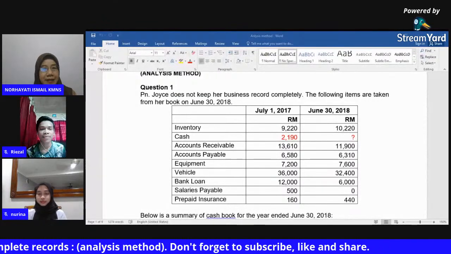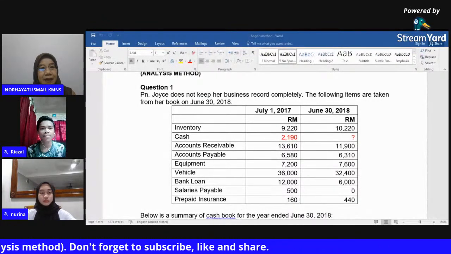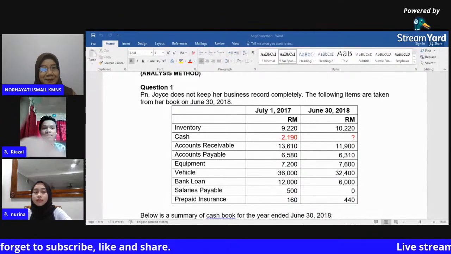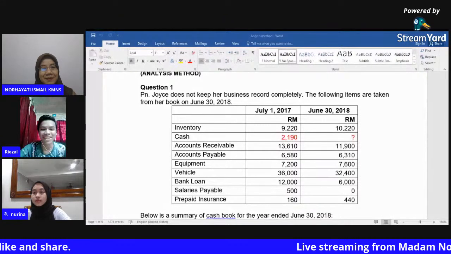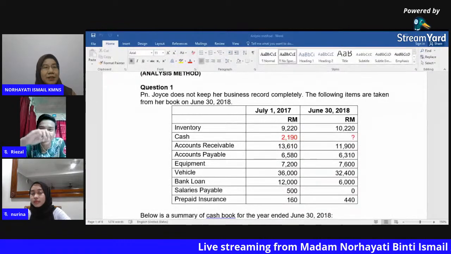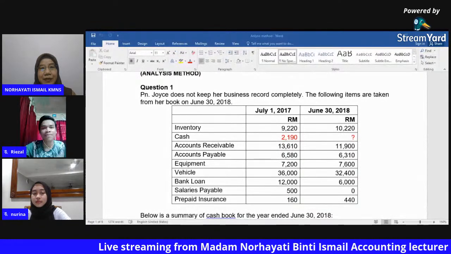Okay, ini asisten saya ialah saudara Rizal. Hai Rizal. Hai cikgu. Okay, ini untuk baca doa dan juga kepada saudari Nurina.